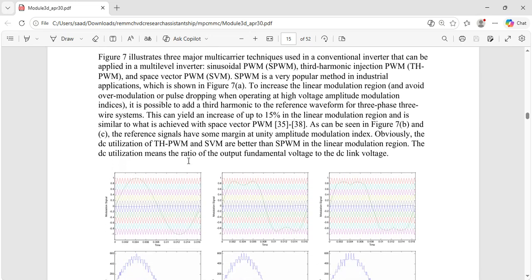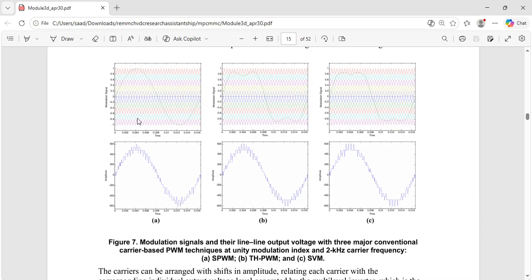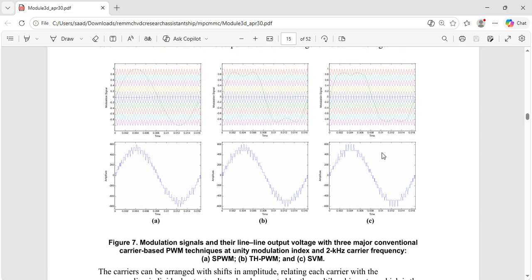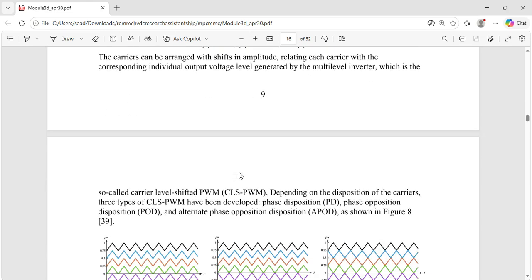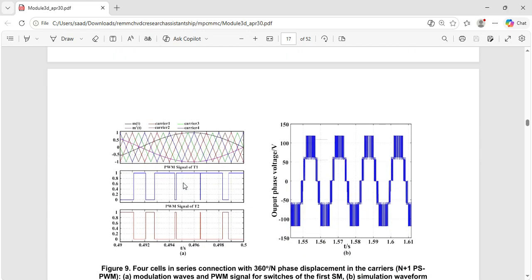And these are the high switching frequency techniques. We have carrier level shifted PWM, right? This is SPWM, this is THPWM, and this is SPWM, carrier phase shifted.